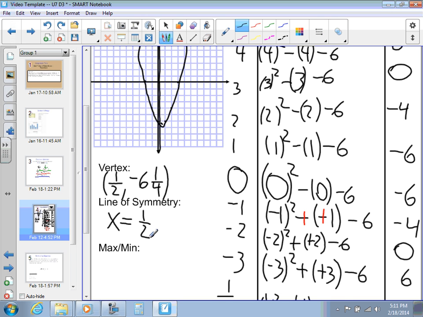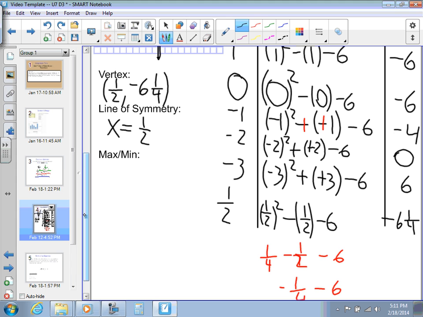Now, a maximum or a minimum. In this case, we have a minimum. This parabola continues upward indefinitely. But at the vertex, it turns around and it doesn't go any lower. The vertex is the lowest point, and we want to know how low is that lowest point. So what we want is the y value of the vertex. So we're going to put in that negative 6 and 1/4.